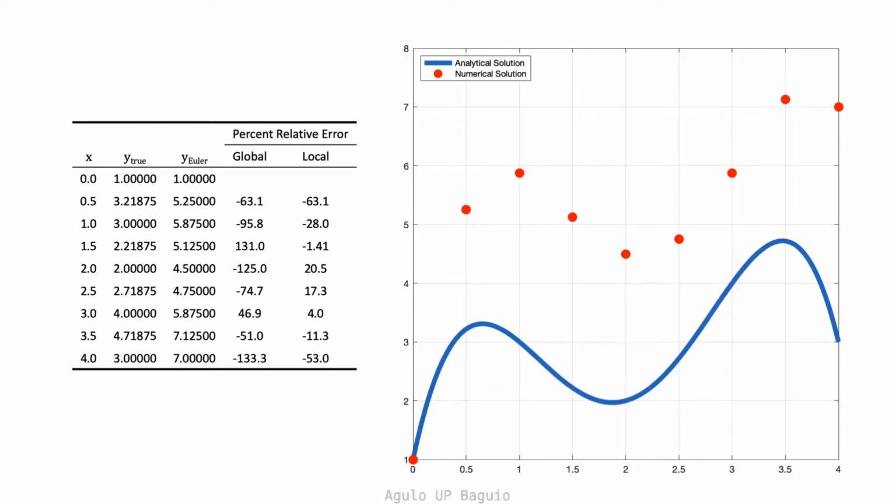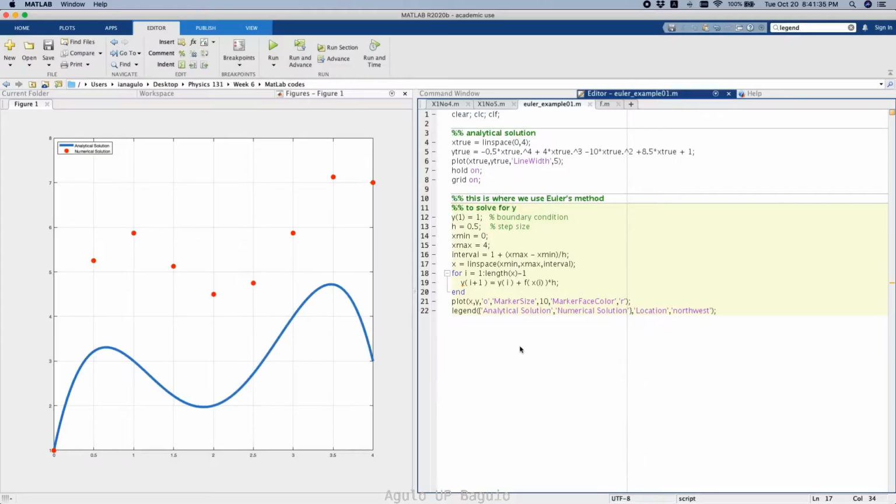If the function y is smoothly varying, then the error won't be so large. But this function is a fourth order polynomial, and it's not a smooth function, as you can see. Furthermore, the step size is quite large. A smaller step size would help in decreasing the error. So let's take a look at how this was implemented in MATLAB.